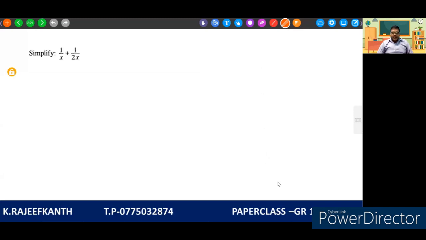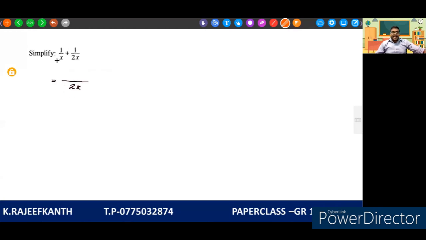Here we are adding two algebraic fractions. When we are adding or subtracting, we have to consider the denominator, because if the denominators are equal, then directly we can add the numerators, right? Here 1 over x plus 1 over 2x. First we have to find the LCM for x and 2x, that is 2x. Then 2x is the LCM.